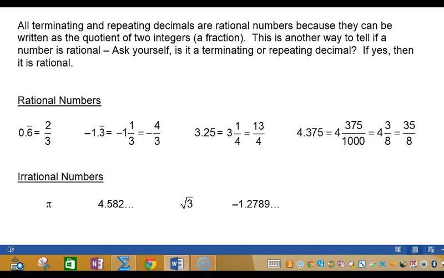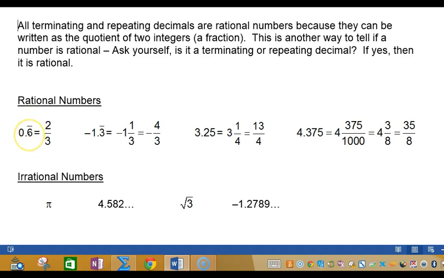Finally, let's turn to our last page of the notes. And on this page, we're going to talk about the types of numbers that could possibly be a little bit confusing to define as rational numbers or not. So the first example we're going to talk about is 0.6 repeating. Now, anything that repeats or terminates, another word for terminates is ends, is going to be a rational number because you're going to be able to write it as a fraction or quotient of two integers.